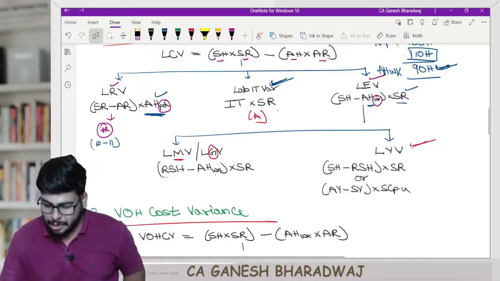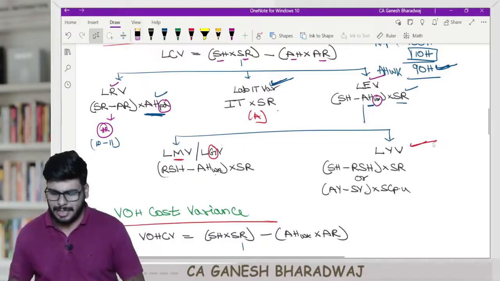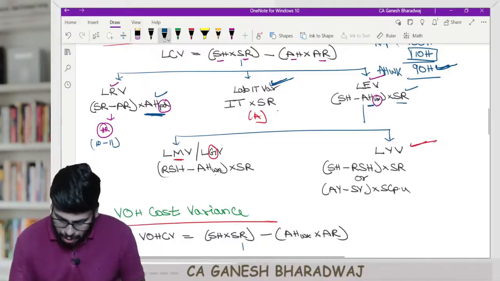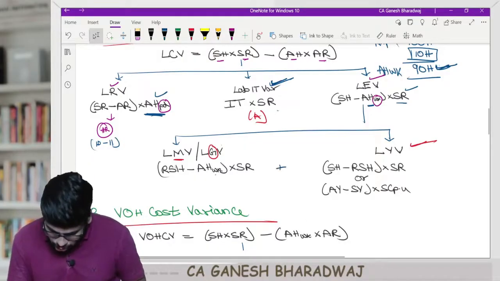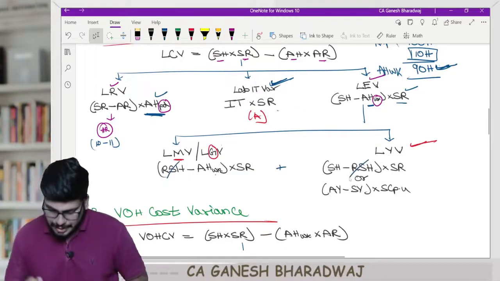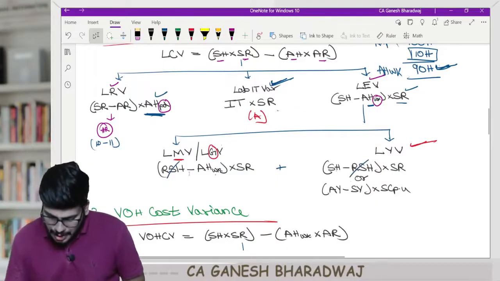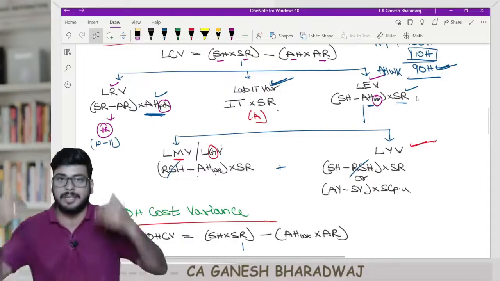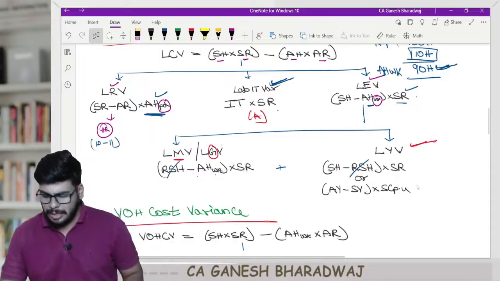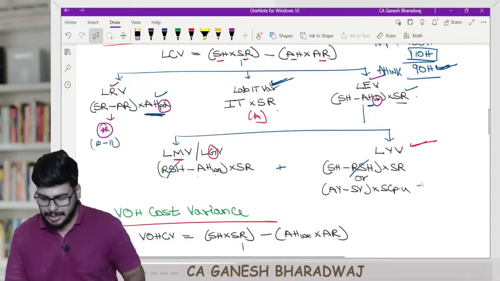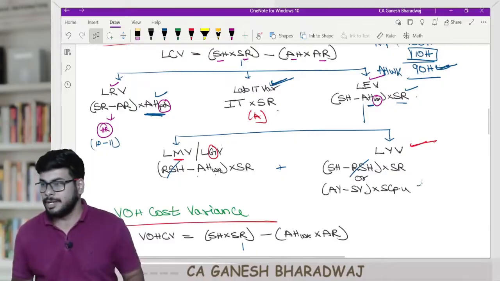And on the other side, you have the labor yield variance, which is nothing but the balancing figure. If you add these two, the RSH minus RSH gets knocked off. You have standard hours minus actual hours worked, into standard rate. You get the topmost figure. But there's also another formula, which is actual yield minus standard yield, into standard cost per unit. Are you clear with this, guys?